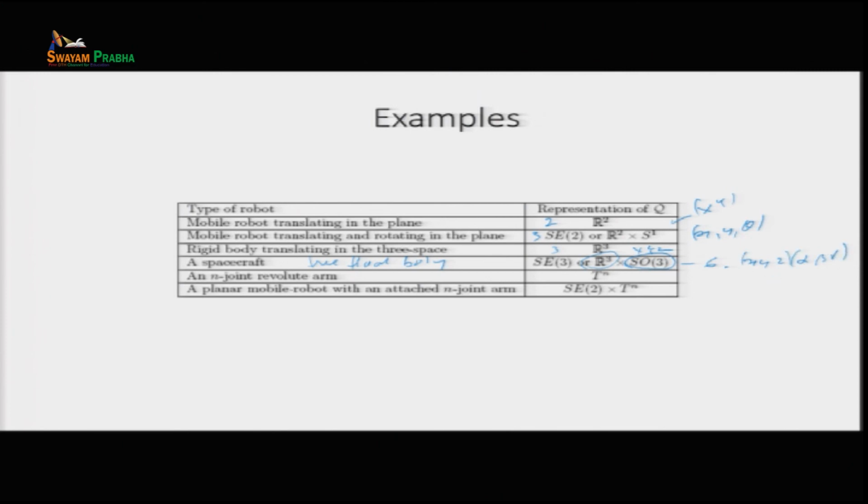An n jointed revolute manipulator is T raised to n. So, n is the degrees of freedom of that. A planar mobile robot with an attached n degree of freedom arm: the planar mobile robot is 2, this is 3. So, T raised to n. So, it is this many degrees of freedom. So, this basically gives us examples of how many degrees of freedom there are.